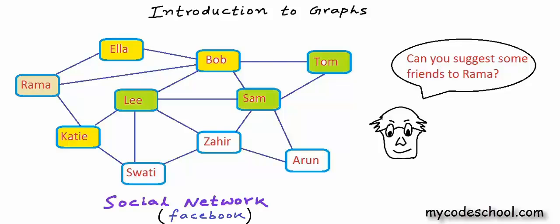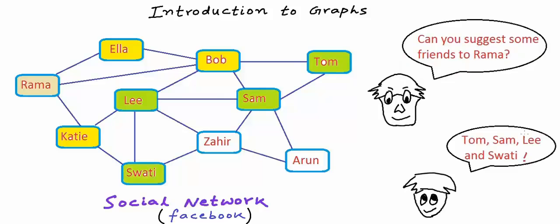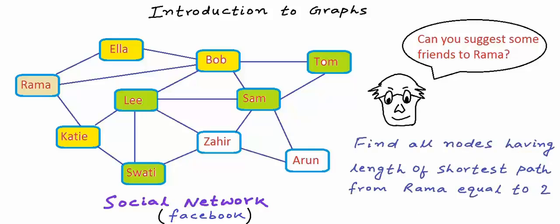Bob, however, has 3 friends, Tom, Sam, and Lee, that are not friends with Rama, so they can be suggested. And Katie has 2 friends, Lee and Swati, that are not connected to Rama. We have counted Lee already. So in all, we can suggest these 4 users to Rama. Now, even though we described this problem in context of a social network, this is a standard graph problem. The problem here in pure graph terms is finding all nodes having length of shortest path from a given node equal to 2. Standard algorithms can be applied to solve this problem.